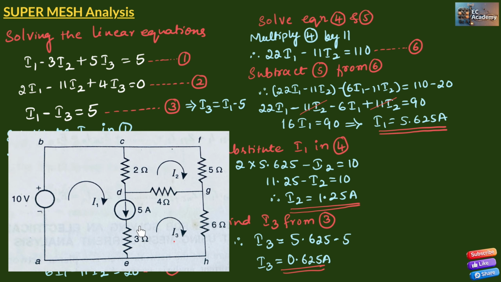Now let us verify our answer. Between the points D and E, 5 ampere current is flowing. Which means I1 minus I3 should be equal to 5 amperes. I1 is 5.625 and I3 is 0.625. If we subtract these two values, we'll get 5 amperes. So our calculation is correct.